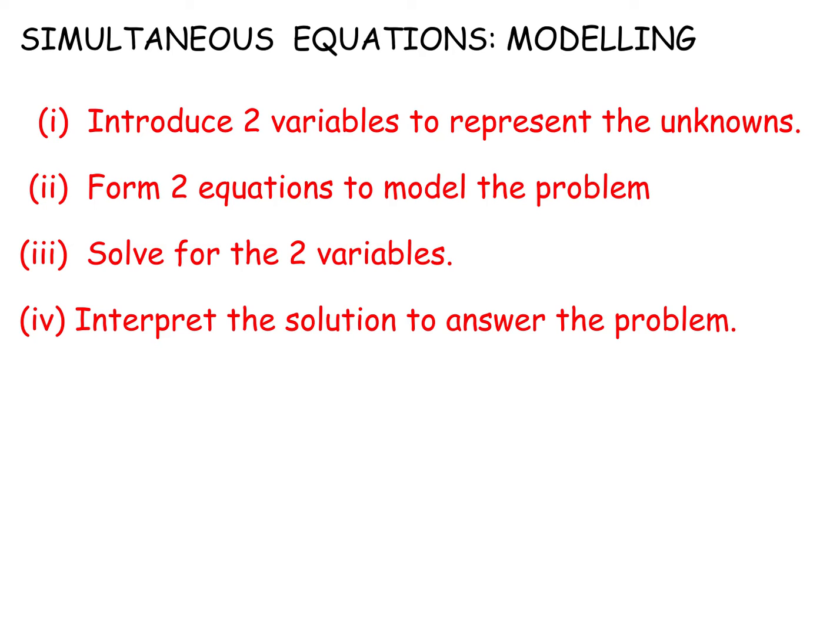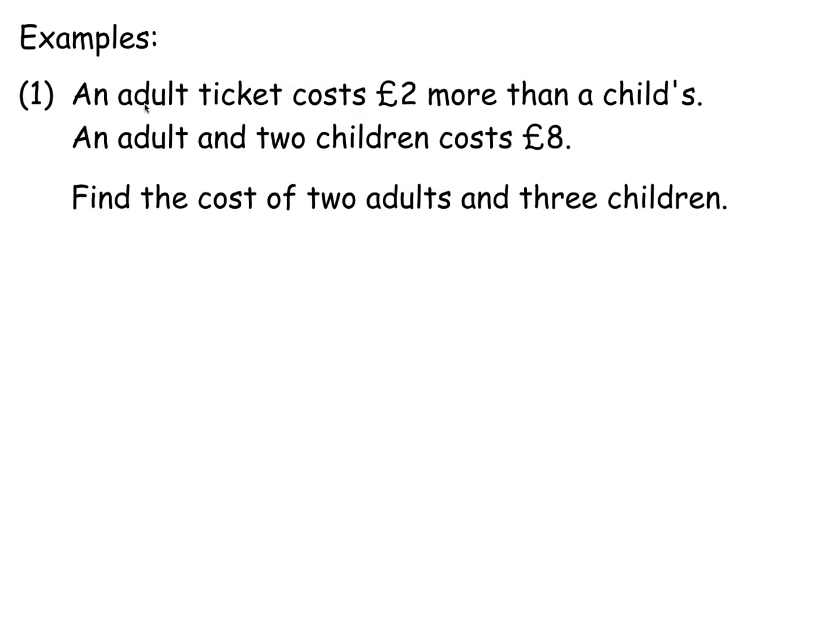So here we go. This says an adult ticket costs £2 more than a child's ticket. An adult and two children cost £8. Find the cost of two adults and three children. There are two unknowns. How much does an adult ticket cost? And how much does a child's ticket cost? That's the unknowns. So we'll give them letters.